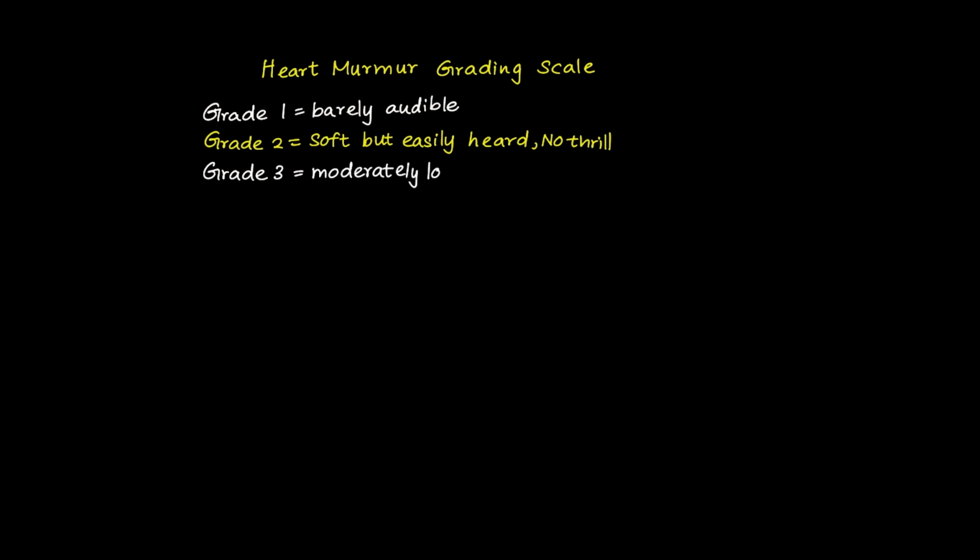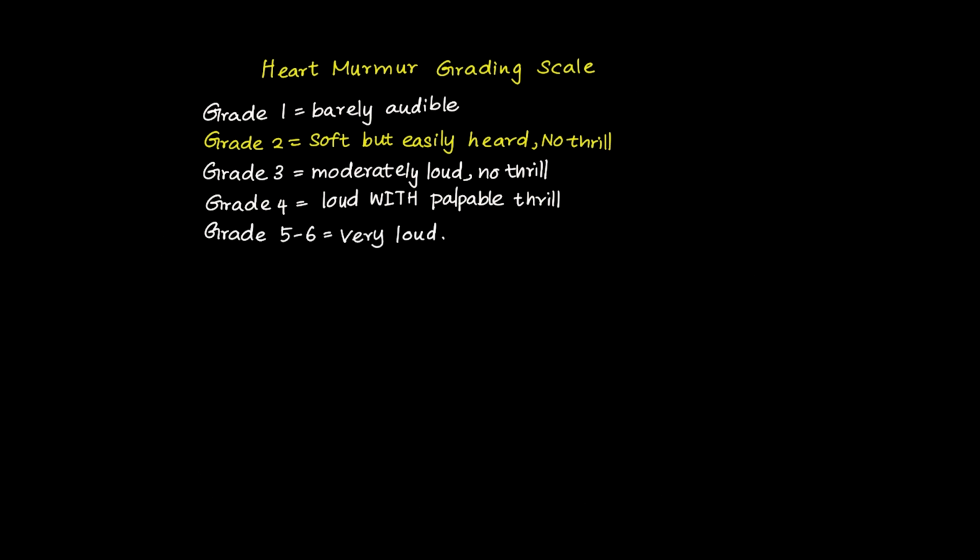The grading scale runs from 1 to 6. Grade 1 is barely audible. You really have to strain to hear it, even with focused auscultation. Grade 2 is soft but clearly audible when the stethoscope is on the chest, no thrill. Grade 3 is moderately loud, still no thrill. Grade 4 is loud with a palpable thrill, meaning you can feel the vibration on the chest wall with your hand. Grade 5 is very loud with a thrill, and you can hear it with just the edge of the stethoscope touching. Grade 6 is so loud you can hear it with the stethoscope lifted completely off the chest.